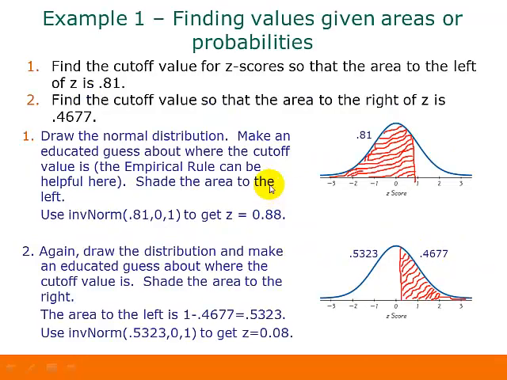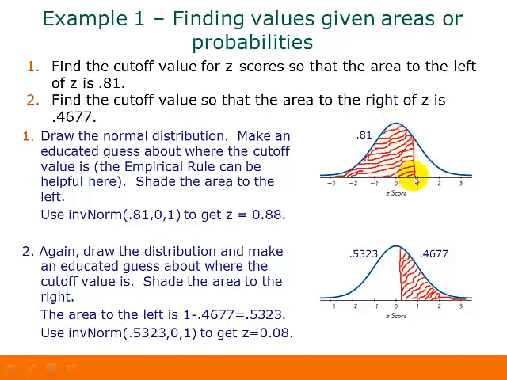Here are some examples. First, we'll find the cutoff value for z-scores so that the area to the left of z is 0.81. So again, we're going to draw our normal distribution first, and this time we have to make an educated guess about where our cutoff value is. And you can think about the empirical rule when you're doing this. The important part here is that if our area is 0.81, that's bigger than 0.5, which means that our area has to cover more than half of the graph. Remember, this is symmetric on either side of the mean, which is at 0 here.